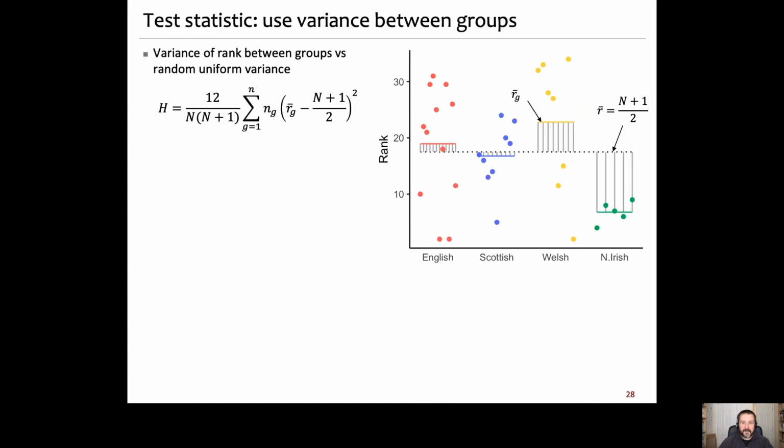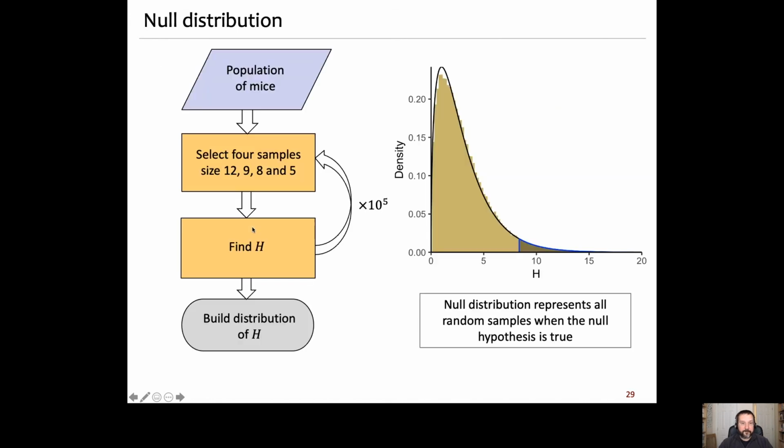The test statistic for this test is based on the variance between groups, which is found in a very similar way as we did in ANOVA, but instead of values, we use ranks. And we do not need variance within groups. This variance between groups can be directly compared to a random uniform variance, which is theoretically known. And from this, you can derive a test statistic as in this equation. Obviously, you don't have to remember this.